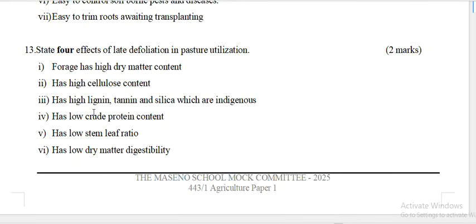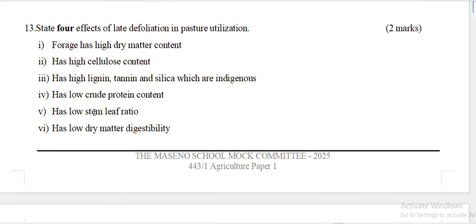Question 13. State 4 effects of late defoliation in pasture utilization. And the first effect, we have forage has high dry matter content, then it has high cellulose content, high lignin, tannin and silica, which are indigestible. Then a low crude protein content, then has low stem leaf ratio. Then low dry matter digestibility.